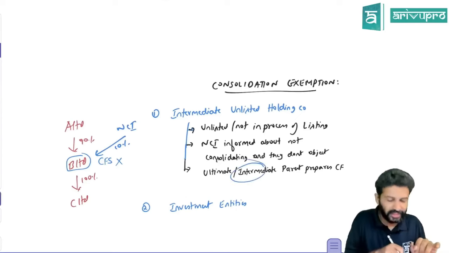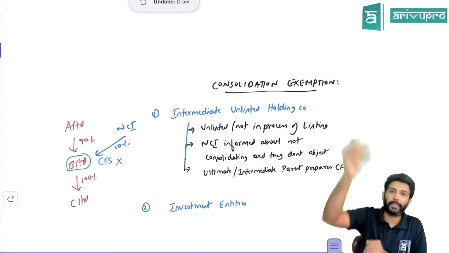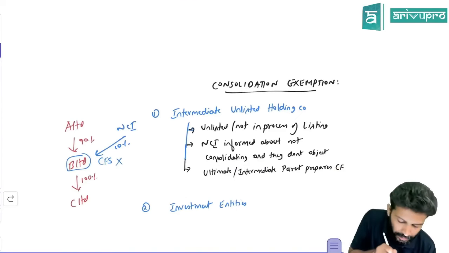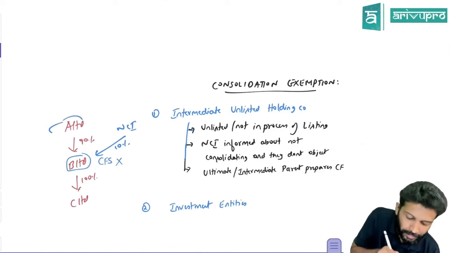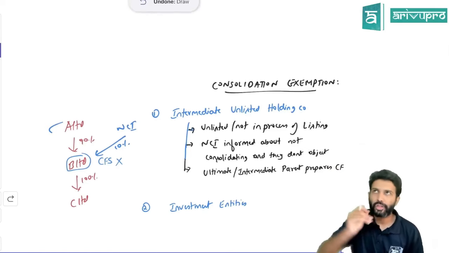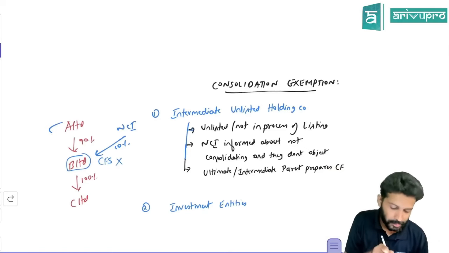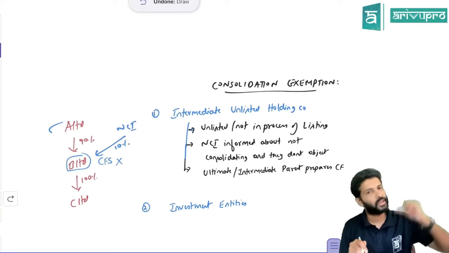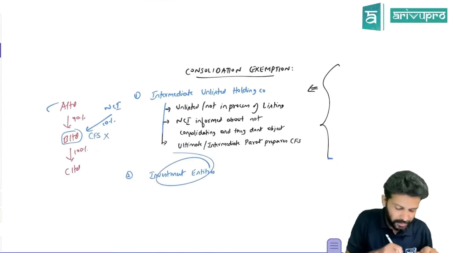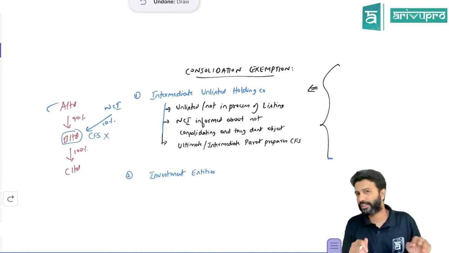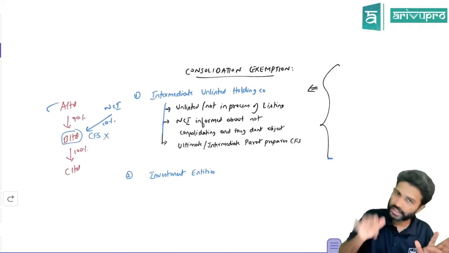Third, any of the intermediate parent, immediate parent or ultimate parent is already preparing CFS. B Limited need not prepare CFS provided A Limited also prepares CFS in this case. So if the ultimate parent is preparing CFS, B Limited can take the consolidation exemption. That is one. Second one is investment entities. If you have investment entities, they are also exempted from preparing consolidated financial statements.